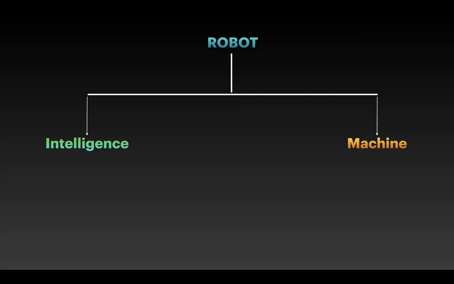So when you take a robot, it has an intelligence part and a machine part. So we can clearly see this, right? The intelligent part is the program which is inside the robot, right? If you are programming your robot to follow a line, then the piece of code that you are writing to follow the line is actually the intelligence part.